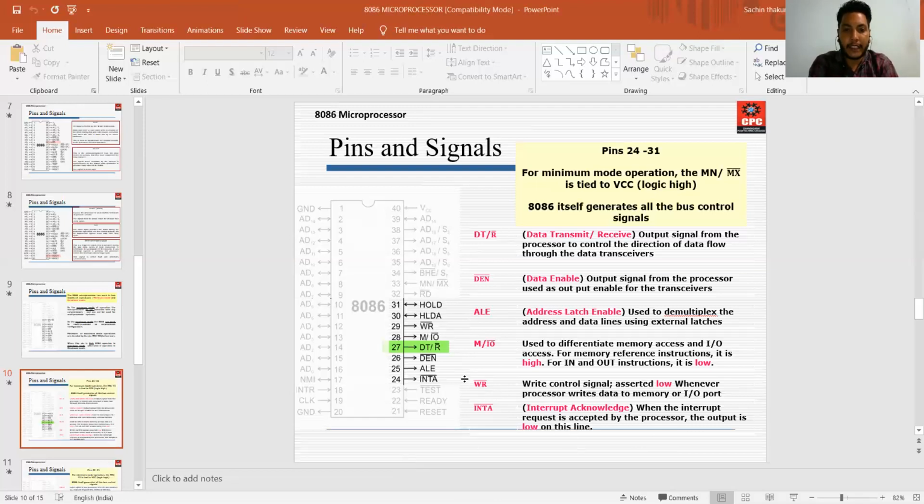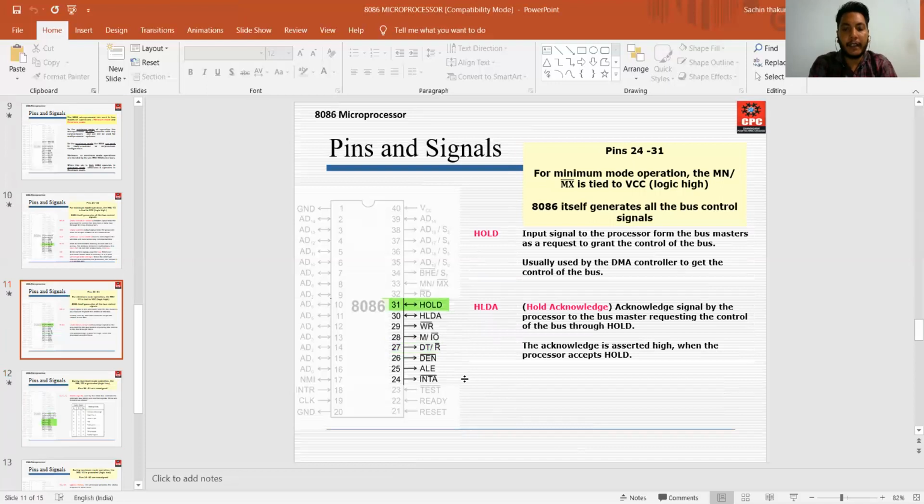Now next is pin number 31. Pin number 31 is HOLD. In this pin, the hold input requests a direct memory access, that is DMA. DMA is direct memory access. If the hold signal is at logic 1, it means the microprocessor stops its normal execution and places its address, data, and control bus at high impedance state.